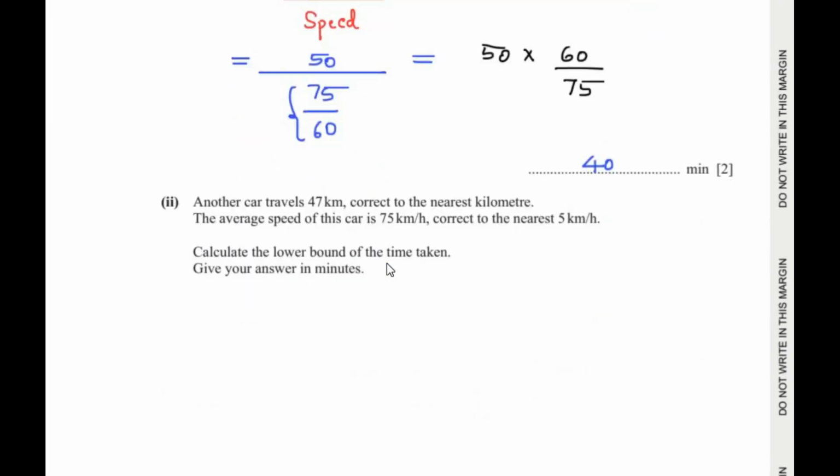Now moving on to the second sub question. Another car travels 47 kilometer, correct to the nearest kilometer. Average speed of this car is 75 kilometers per hour, correct to the nearest 5 kilometers per hour. Calculate the lower bound of the time taken and give your answer in minutes. So here again the distance and average speed of a car is given and it is given as nearest kilometers or nearest kilometers per hour.